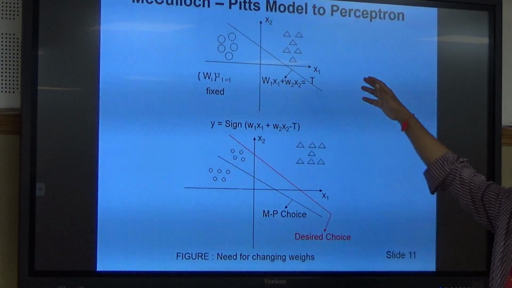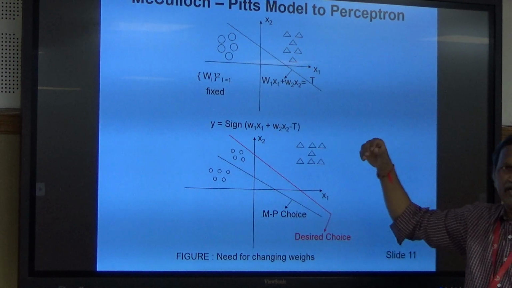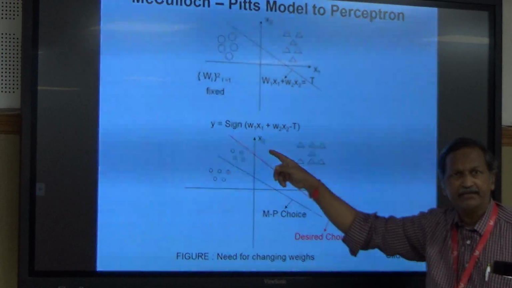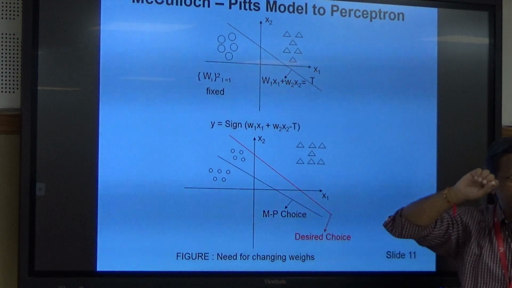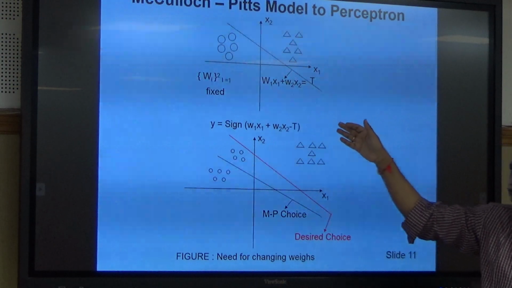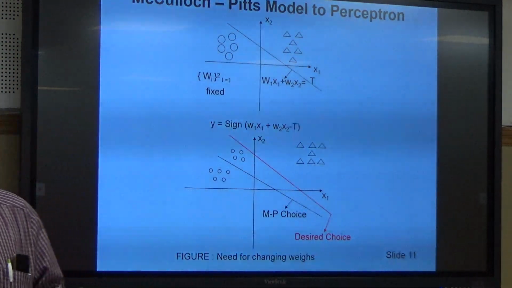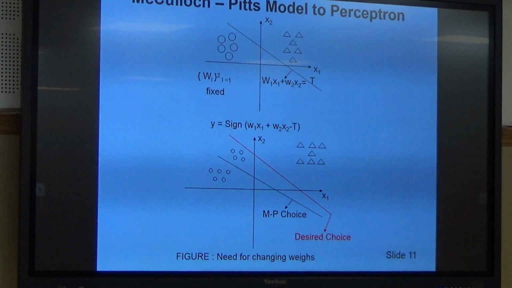So there is no training in McCullough-Pitts. One of the crucial ideas in artificial neural networks is to be able to change the weights when a classification error occurs. When there is an error in classification, we should be able to change the weights. So the question is, what is a correct approach to change those weights? That means, is there an organized approach to train the neural network?